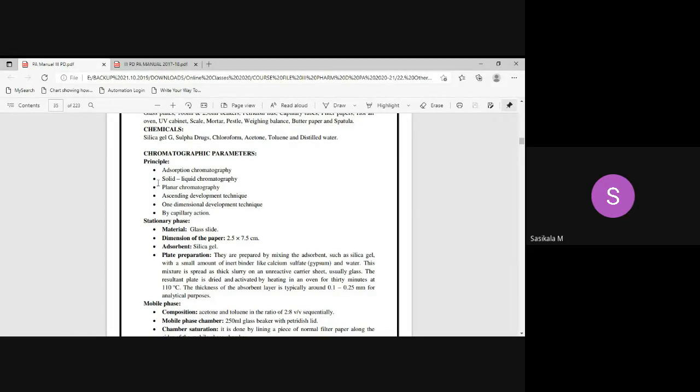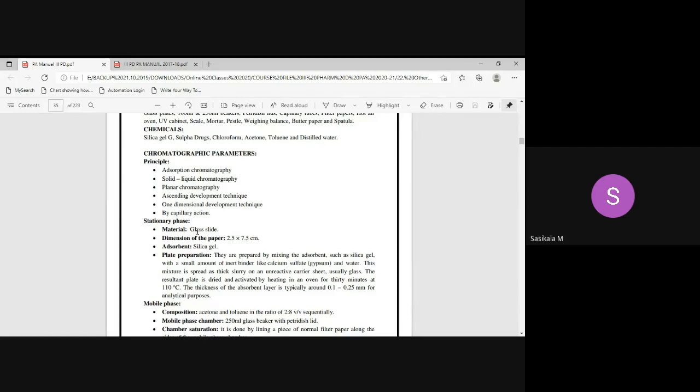So this is about principle: adsorption, solid liquid, planar, ascending development, one-dimensional development and capillary action. Then about stationary phase selection. The material is glass slide. That's what glass plates are used. You can even use microscopic slides. That is sufficient for analytical purposes.